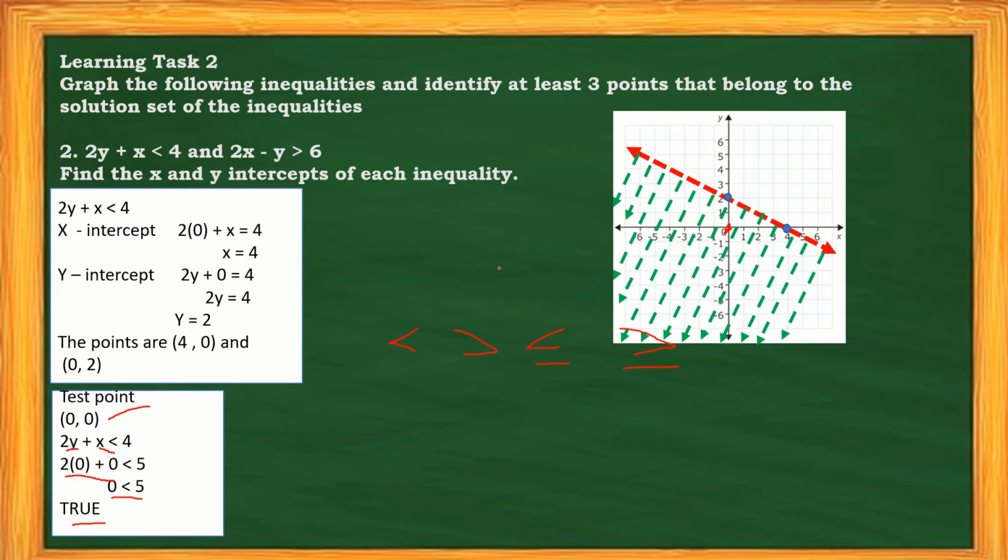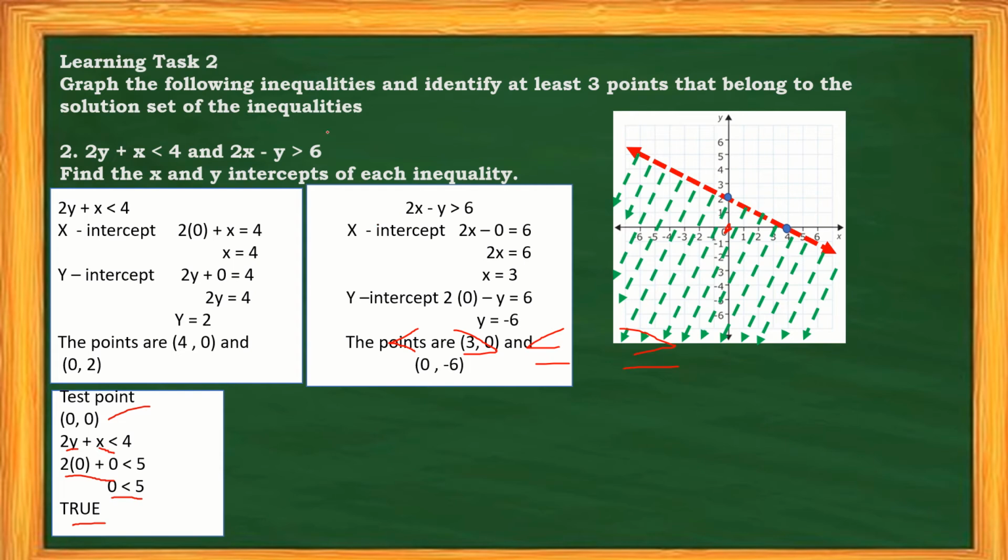So, let us have now the second inequality. 2x minus y is greater than 6. Okay, again, find the x-intercept and y-intercept. So, 2x minus 0 equals 6. So, 2x equals 6. So, x equals 3. So, that is the x-intercept. Then, y-intercept, substitute x by 0. So, 2 times 0 minus y equals 6.